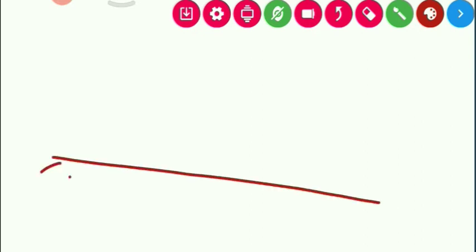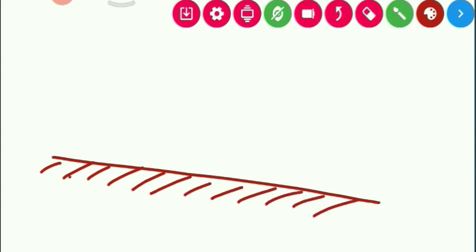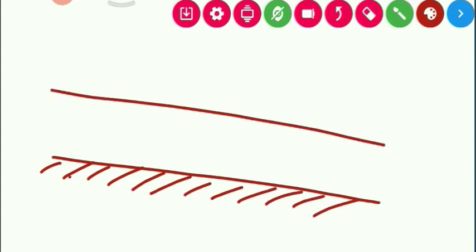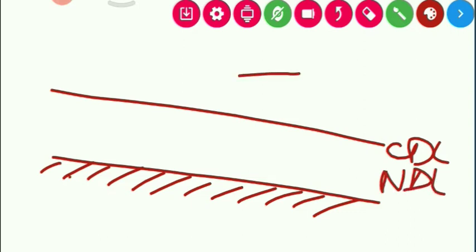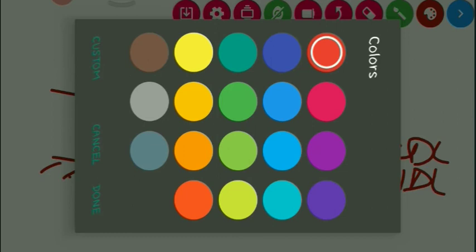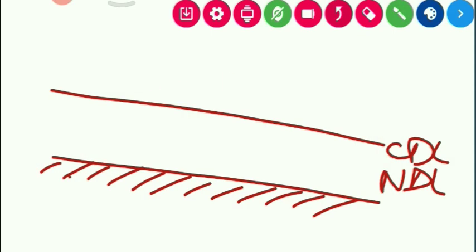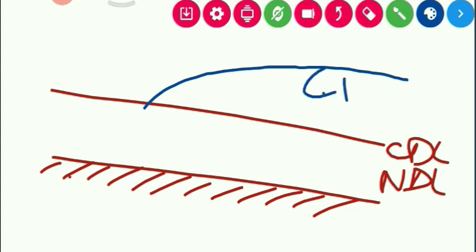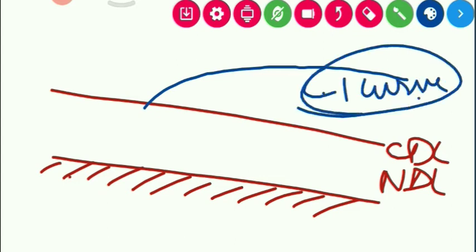So if we have this bottom slope, this is the water surface, here critical depth line and normal depth line are equal. Okay, so the curve will look like this here. This is the C1 curve. Okay, and what about the C2 curve?